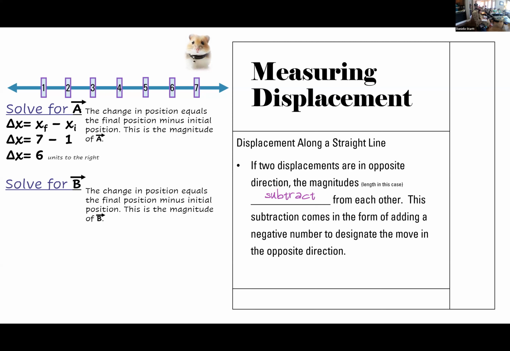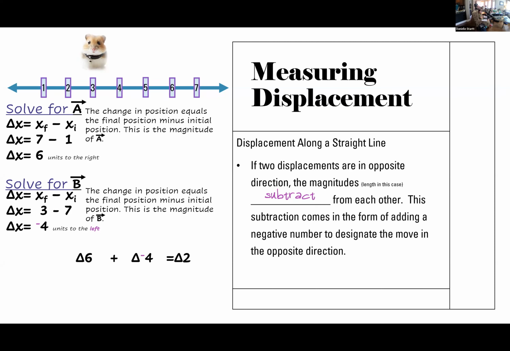So if we get to B here, now it goes the other way. So now we have to say our final was 3, initial was 7. So what number do you get with 3 minus 7? Piper? You got -4. So that is to the left, right? He went to the right, then he went to the left.